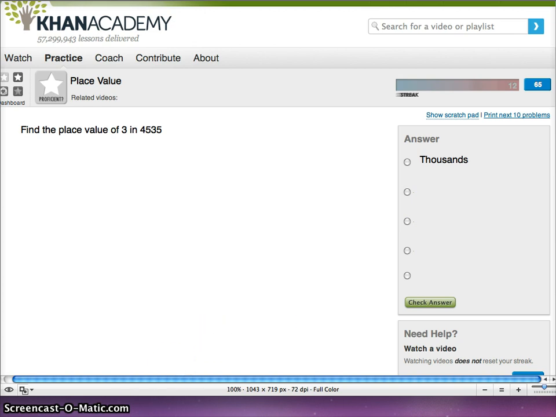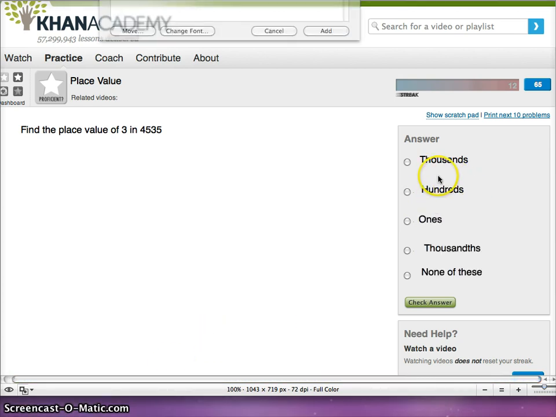Actually, let me pause this and I will just type it in. There you go. So we would have just a bunch of the different options: thousands, hundreds, tens, ones, tenths, hundredths, thousandths, or of course our favorite, none of these. And generally, for any particular number, if you had the thousands, you probably want to have thousandths as one of the options. If you have hundreds, you want to have hundredths as one of the options. So this would be one type of problem.